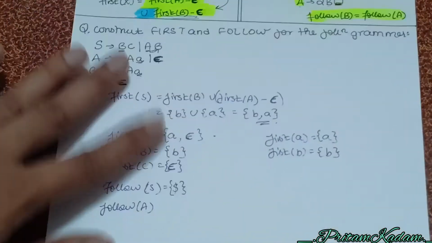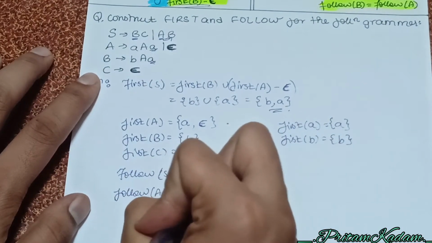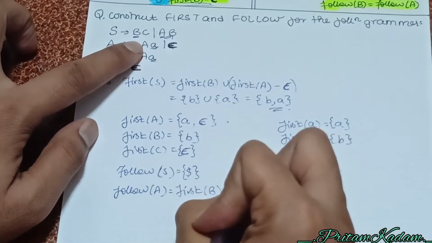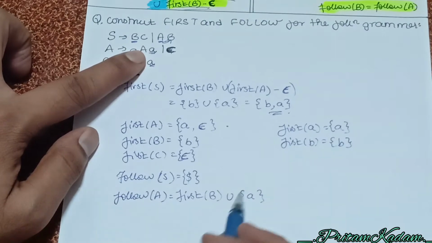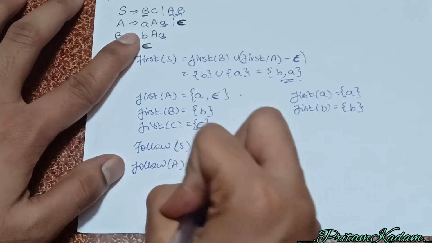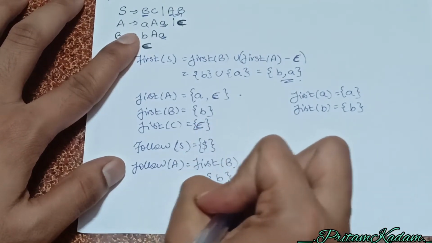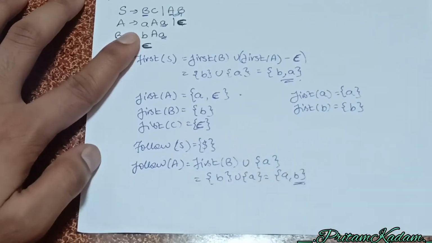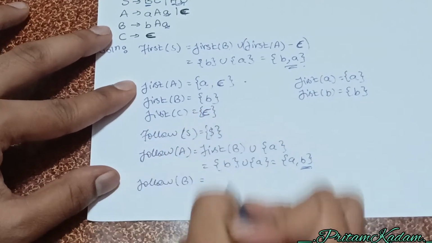So follow of A equals first of B union first of small a. Let us write that down directly. So small a, and we have the first of capital B as small b. So small b union small a, which is b comma a, or we can just write a comma b. Okay, so now let us write the follow of capital B.